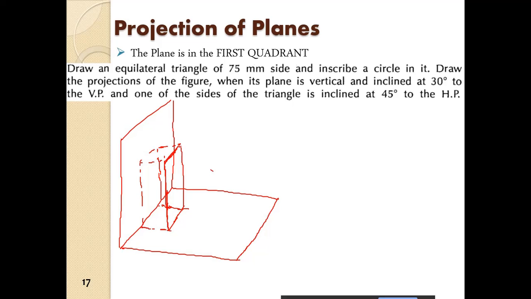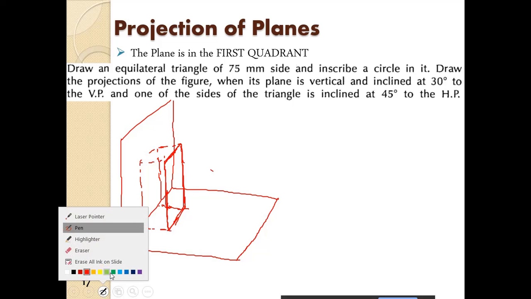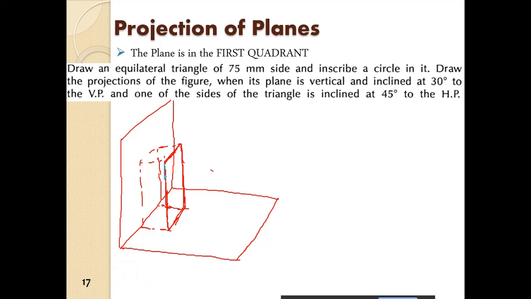So this is the plane. Okay, so let us consider this plane. We have this plane in front of the VP. It is given the plane is vertical, all right? So it is vertical and it is inclined at 30 degrees to the VP.